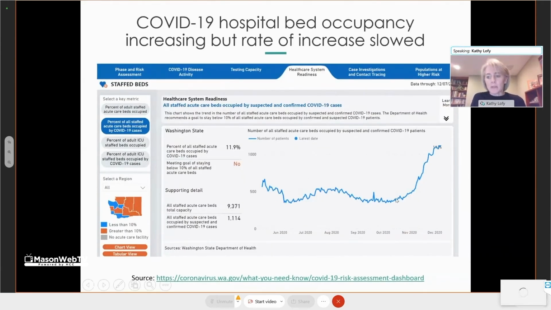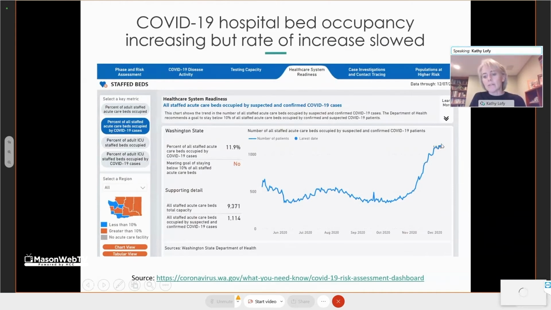And then the last few graphs I want to show come off of our risk assessment dashboard. They show COVID-19 hospital bed occupancy. And this graph represents bed occupancy for the entire state. And you can see when we were experiencing a very rapid growth in the outbreak in Washington around the end of October and early November, we had a very sharp increase in the number of COVID patients in our hospitals.